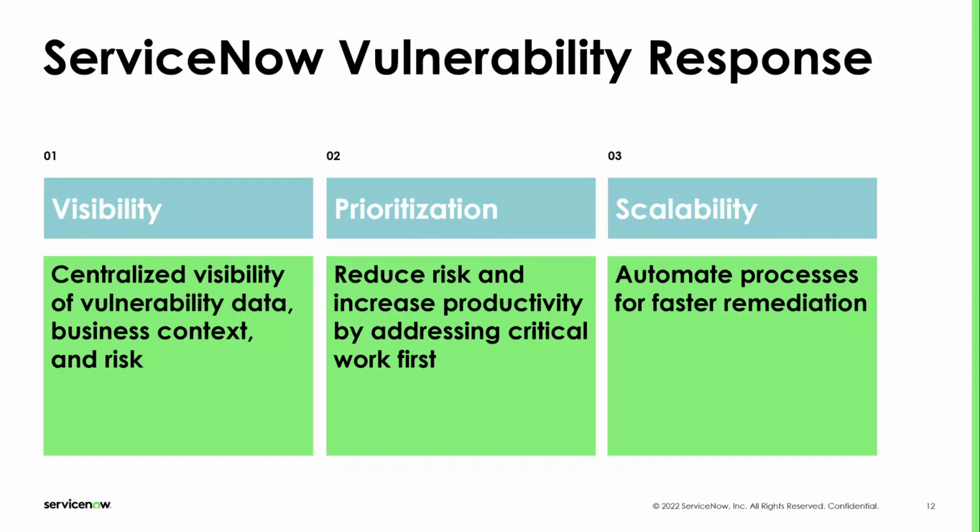Next, we want to have the right information to prioritize those vulnerabilities. So by knowing what we can and should address first, we can more efficiently respond to the most pressing threats on our network. And lastly, scalability. Vulnerability teams need a solution which can automate those processes and allow them to respond to all the threats across their entire network.